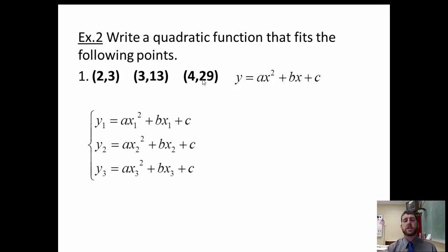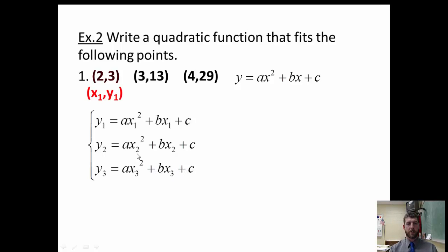All right, so here's our system of equations. y1, the first y, is equal to a times the first x squared plus b times the first x plus c. The second y is equal to a times the second x squared plus b times the second x plus c. And the third y is equal to a times the third x squared plus b times the third x plus c.